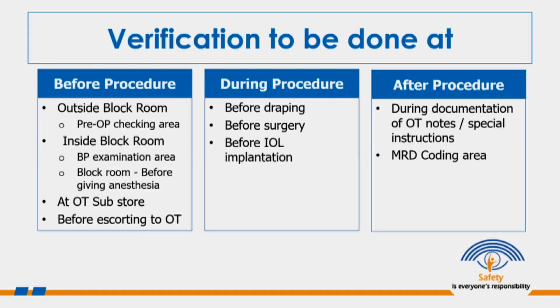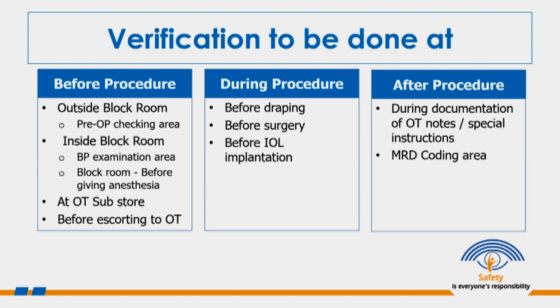And where all do we verify? As I mentioned before the procedure, even outside, when the patient comes into the preparation room, somebody must check it. Inside the preparation room, before we give the block, all these things should be checked. And the OT store, or whoever is in charge of dispensing these supplies for the patient, should also check it. Before draping, in our system, it is done by the two nurses. Before surgery, it is done by the doctor and the operating nurse. Before the IOL implantation, again, it is done by the doctor and the scrub nurse.